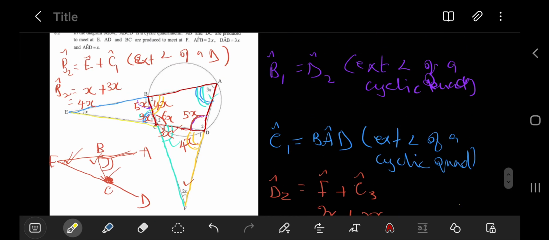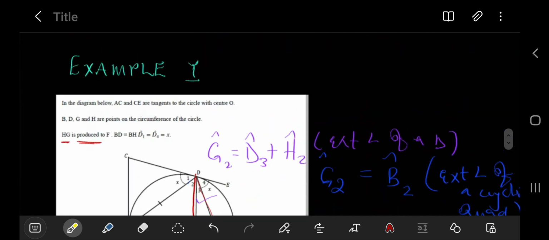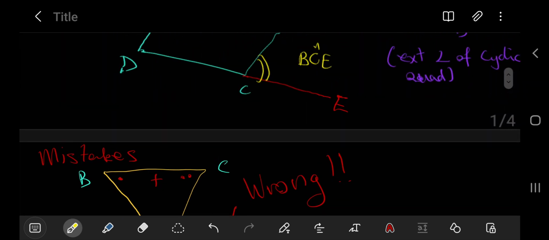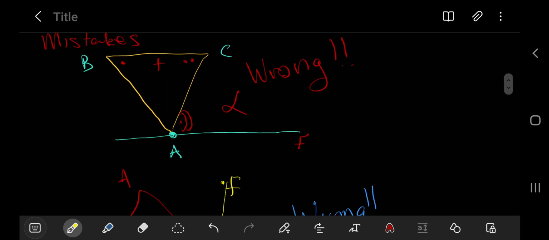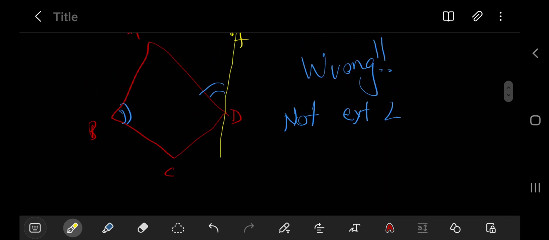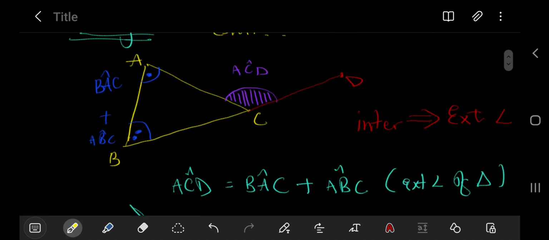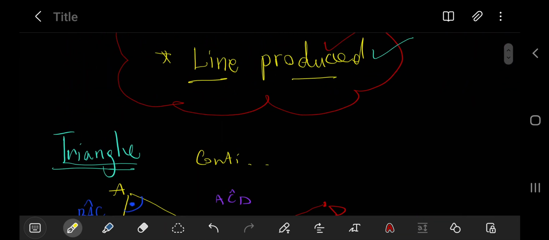So you can see that most of our interpretations was from a line which was produced from a triangle or a line that was produced from a cyclic quad, right? So this is how we interpret a line which is produced. And remember the mistakes that learners usually make, try to avoid them. And thank you for the lesson.